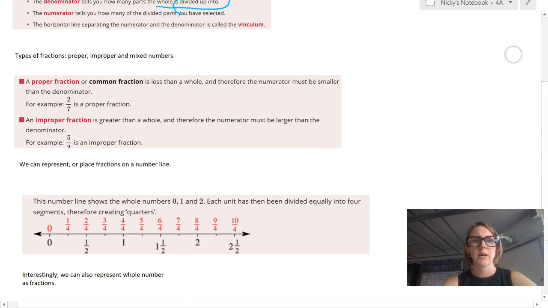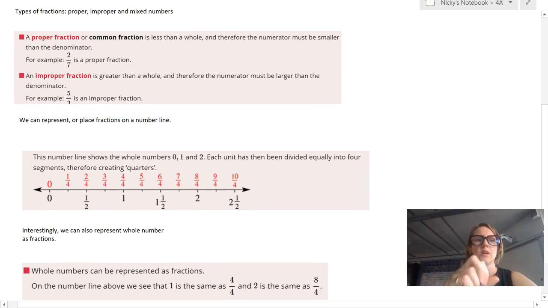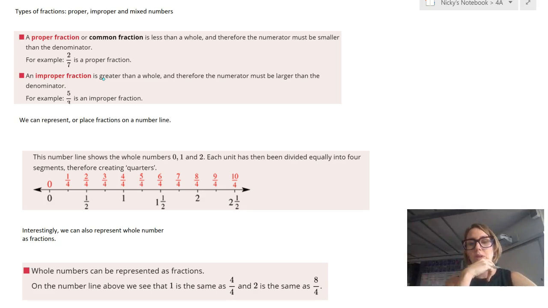Alright, so we've got a couple of different types of fractions. So the two main types are proper fractions and improper fractions. And improper fractions can also be represented as mixed numbers. So those two are sort of connected there. Alright, a proper fraction, or a common fraction is another way to say it, is less than one whole, and therefore the numerator must be smaller than the denominator. So smaller on the top than it is on the bottom. And 2/7 is an example here.